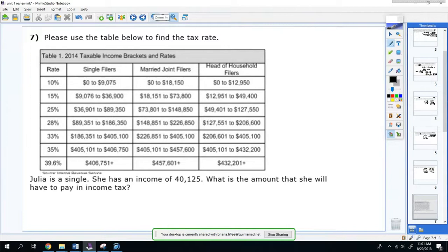All right, number 7. Please use the table below to find the tax rate. So Julie is single. She has an income of $40,125. What's the amount she'll pay in her income tax?